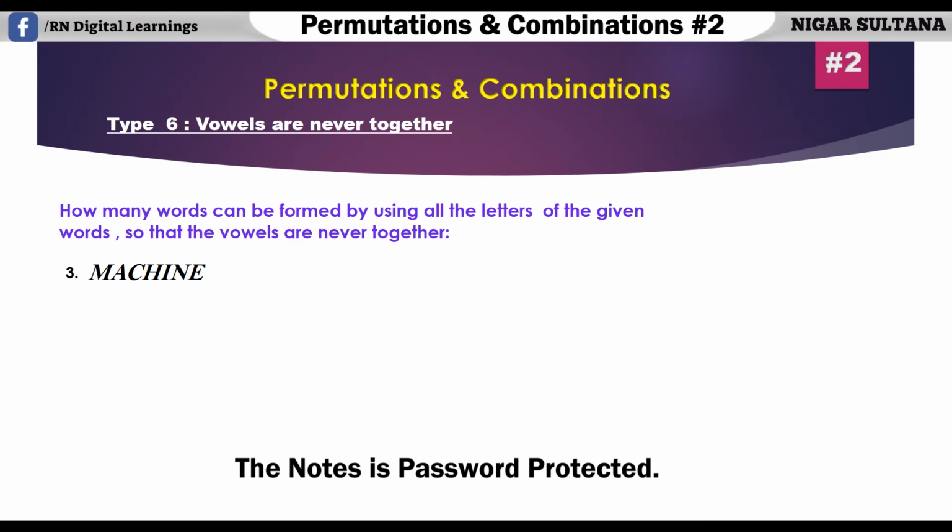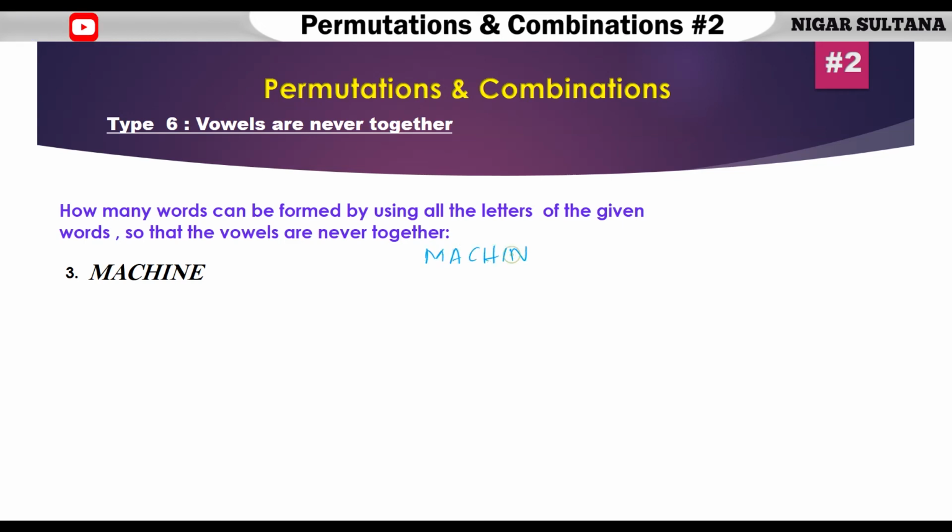Machine. So split it up into 2, that is all the possible ways when all the letters are used. Machine. So what are the possible ways? 1, 2, 3, 4, 5, 6, 7. So this is 7P7 or 7 factorial. So the value of 7 factorial is 5040.